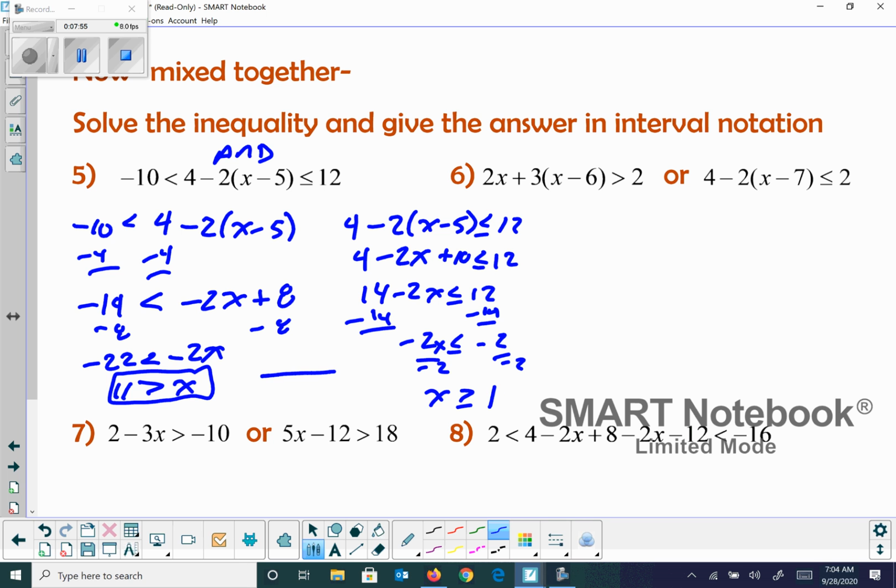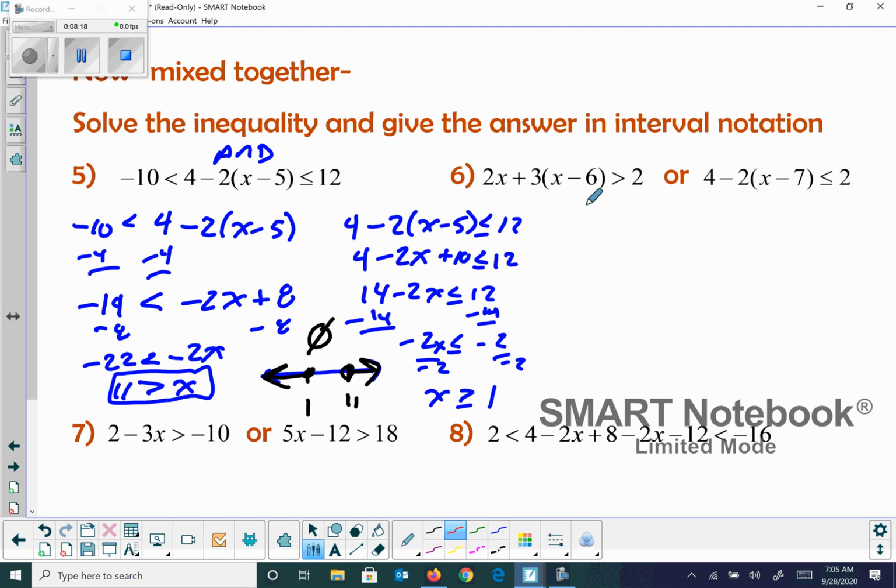So if we graph these, so we have 11 over here, open dot, going this way. 1's down here, open dot, going this way. This is an AND problem. Is there an overlap? Nope. So our answer is the empty set, no solution.